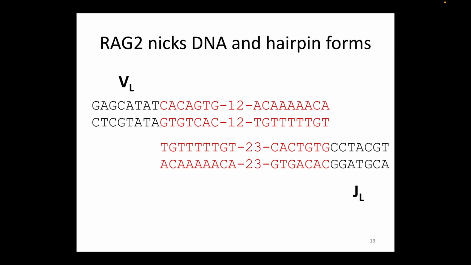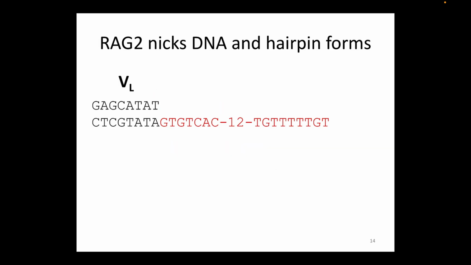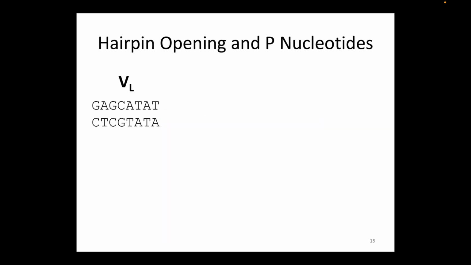So the first thing that will happen is that RAG2 will make a nick. And so you can see that nick here. We have a free 3' hydroxyl because of that nick. And that 3' hydroxyl performs a nucleophilic attack on the base pair across from it, which you can see here. And you can see that that happened right between the gene segment and the RSS. The result is that we get this hairpin. And now that hairpin can be cleaved in one of many possible sites.